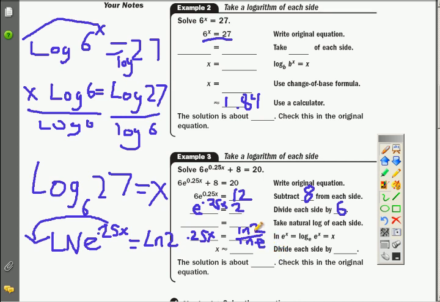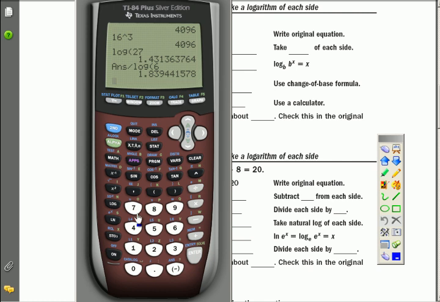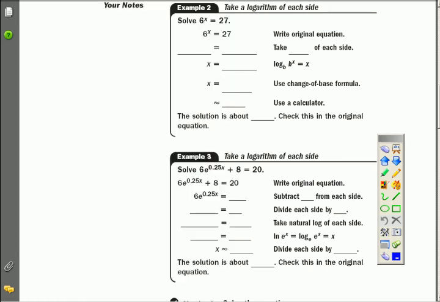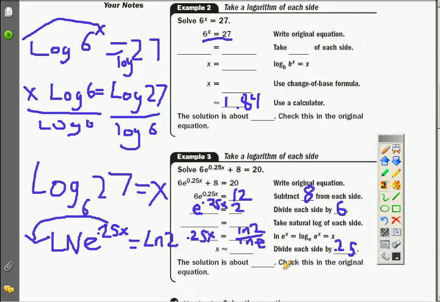So I have the natural log of 2 divided by 1, which is some decimal, and I divide it by 0.25. So when I divide both sides by 0.25, I get my answer. So if I grab my calculator and do the natural log of 2 divided by 0.25, I get 2.08. And I can check that, put it back in the original, and see if it works. 2.08. Excellent.